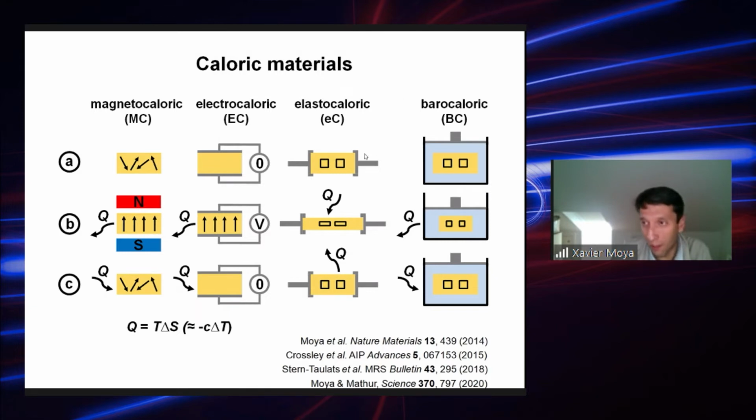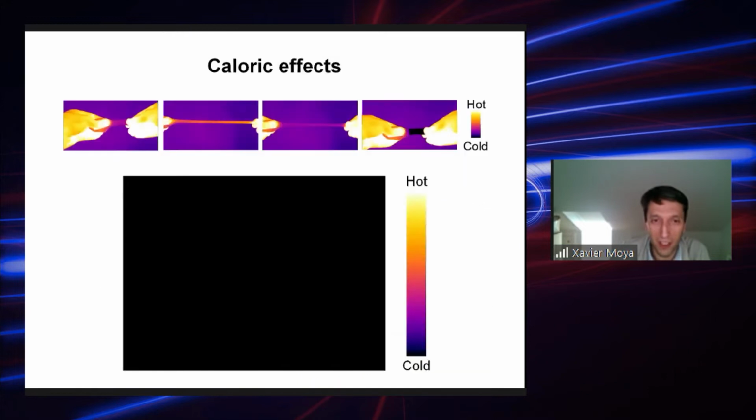And then there are other two types of materials that I'm not going to cover for the sake of time. You can drive materials using uniaxial forces, and then they are called elastocalorics, and then you can also use hydrostatic pressure, and they are called barocalorics. If somebody is interested, here are a few reviews that we published in the last few years, so you can find lots of information in there.